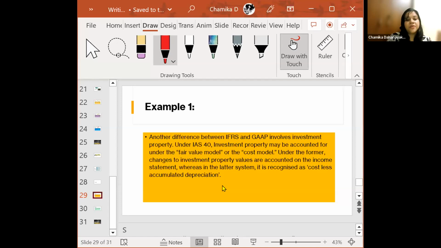Another difference between IFRS and GAAP involves investment property. Under IAS 40, investment property may be accounted for under the fair value model or cost model. Under the former, changes to investment property values are accounted on the income statement, whereas the latter system, it is recognized as cost less accumulated depreciation.